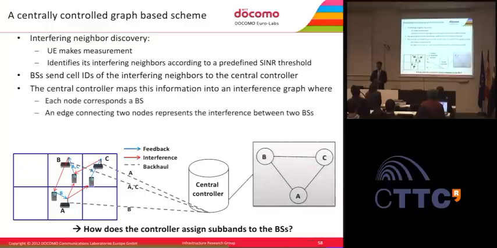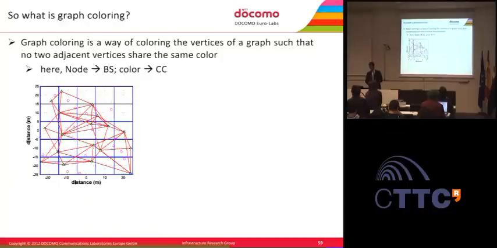The central controller then makes a graph where each node in the graph is a base station, and an edge between two base stations means there's interference between them. So then we could use a very nice graph coloring theory to color the nodes. So what is graph coloring?